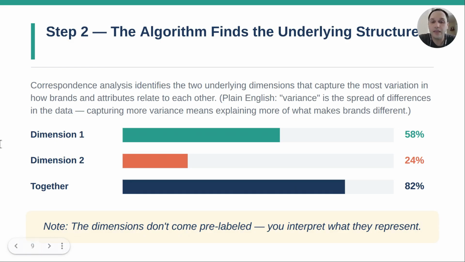The algorithm analyzes the brand attribute grid and identifies the two underlying dimensions that capture the most variation in how brands and attributes relate to each other. Variation in this context just means the spread of differences in the data. Capturing more variation means explaining more of what makes brands different from one another. For Oatwave's study, the results look like this. Dimension 1 explains 58% of the variation. Dimension 2 explains 24%. Together, those two dimensions capture 82% of the story, which means a two-dimensional map gives you a very faithful picture of a complex 60-point dataset.